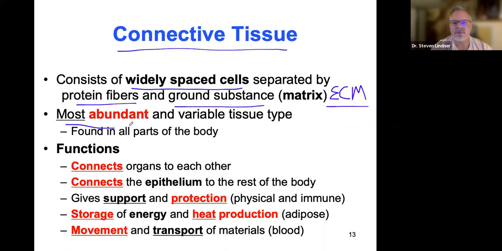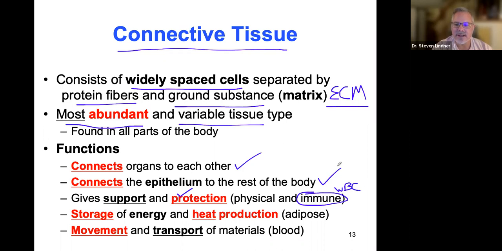Connective tissue is the most abundant and the most variable type of tissue that we find. It's in all parts of the body. It connects organs to each other, and it even connects to epithelium. It gives us support and protection. It's part of the immune system, believe it or not, connective tissue, because of white blood cells.